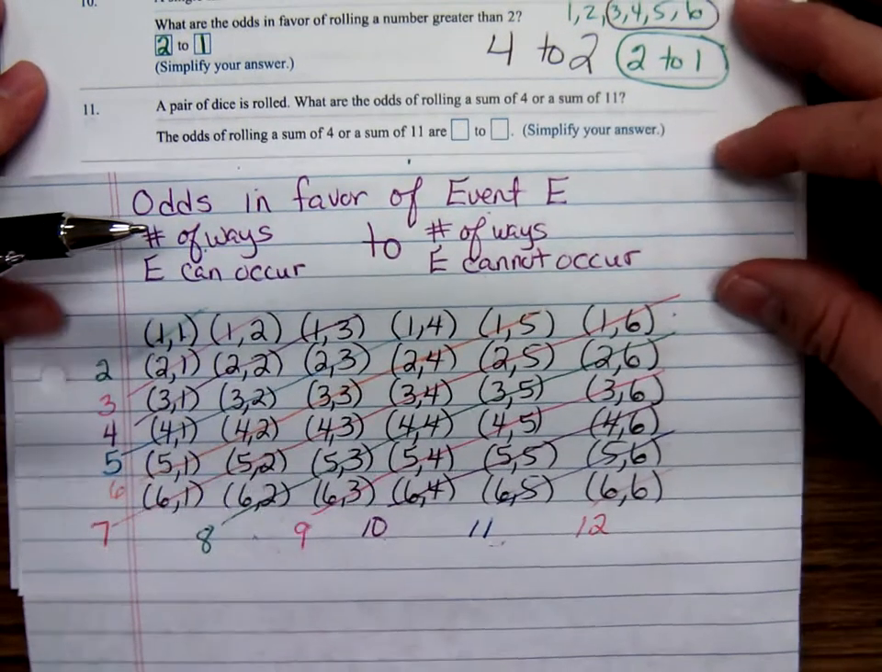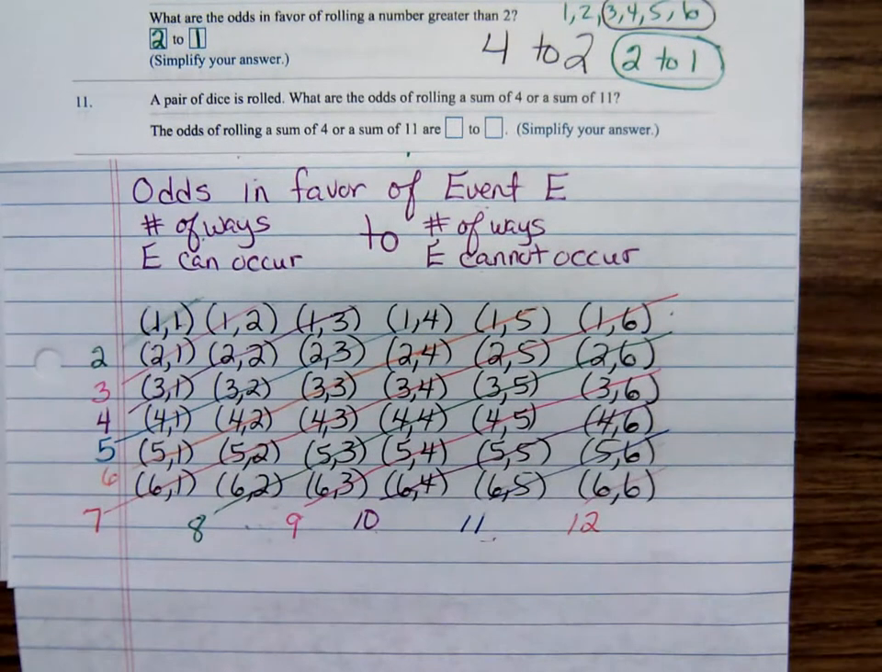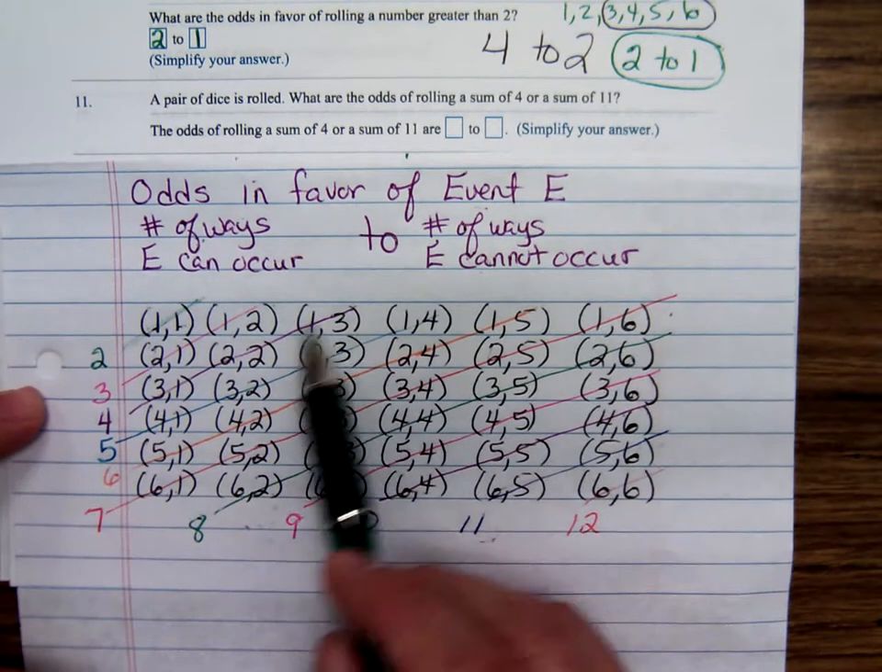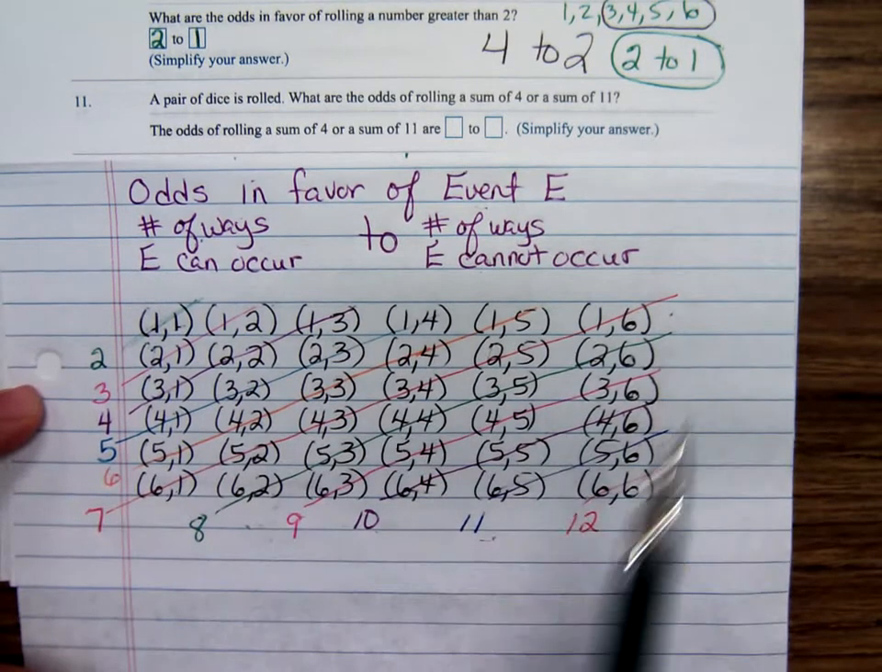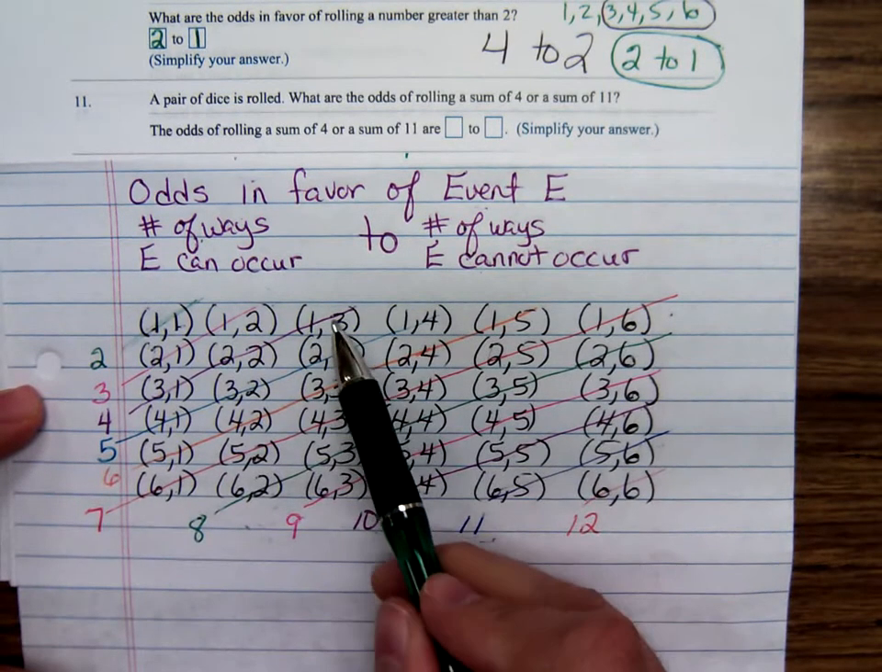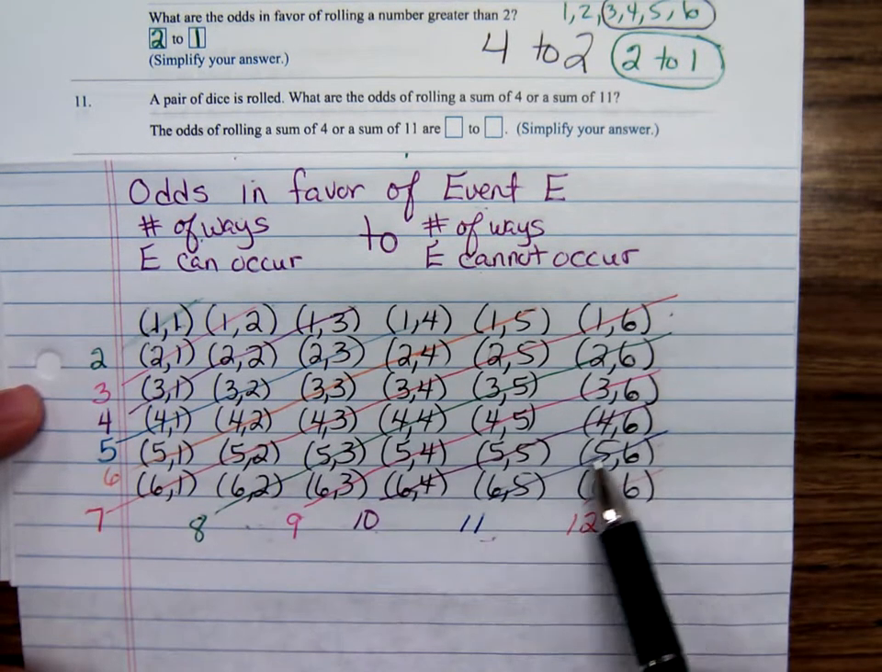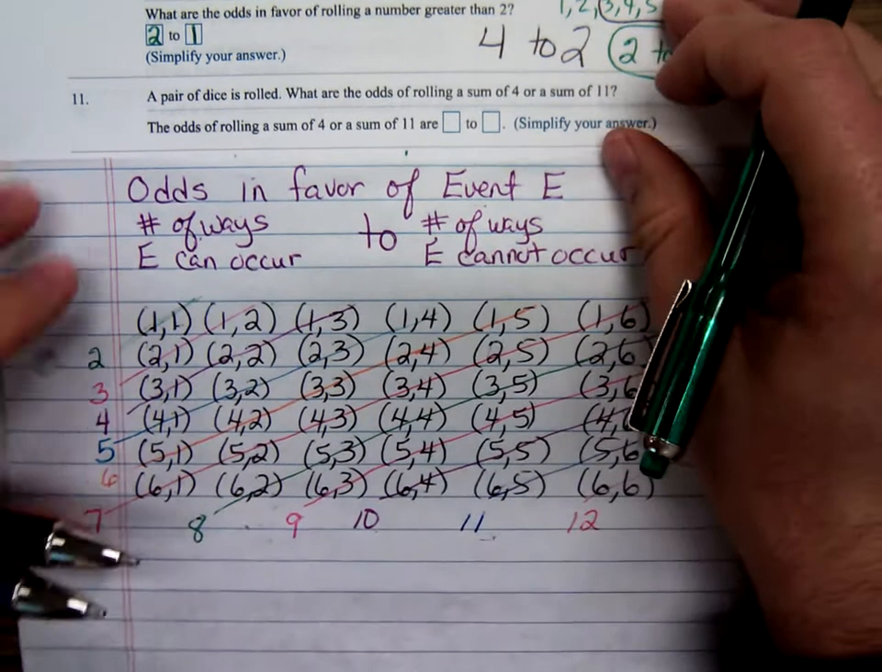Let's see. A pair of dice is rolled. What are the odds of rolling a sum of 4 or a sum of 11? So how many ways could we get, looking back at this little chart here, a sum of 4? 3. What about 11? 2. So there are 5 ways that we could get that 4 or 11.